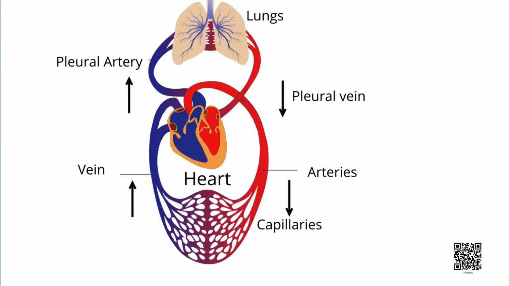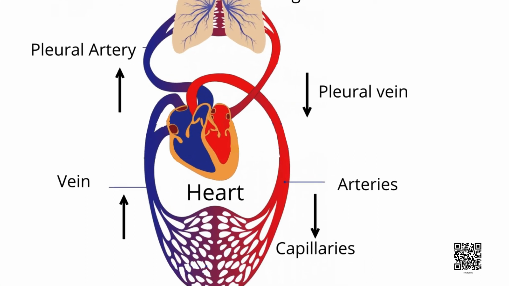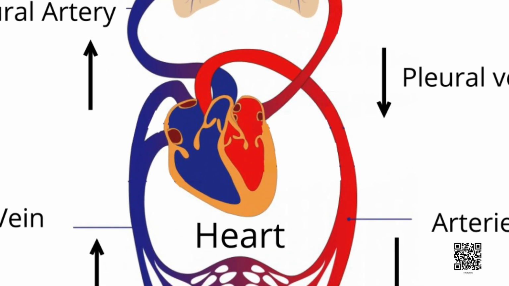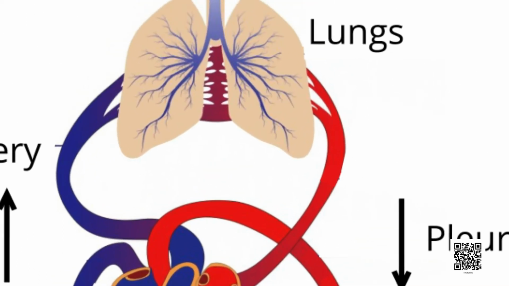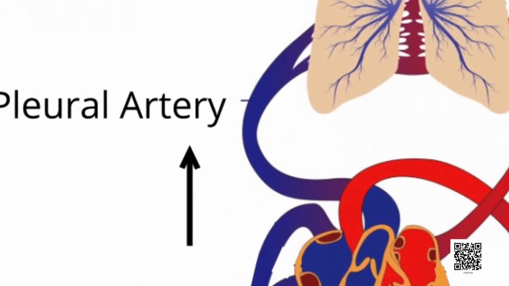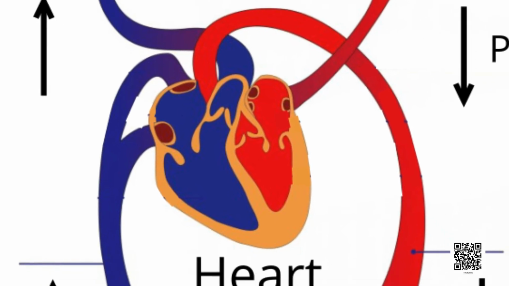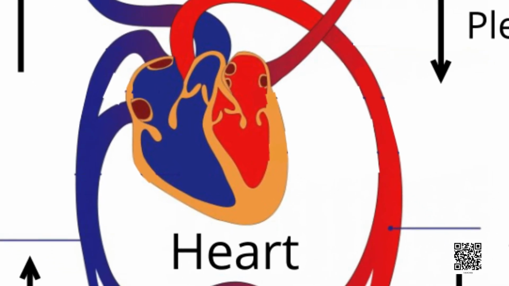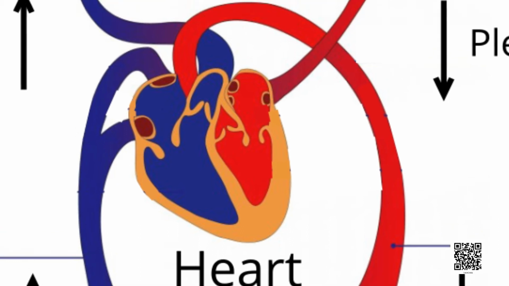Deoxygenated blood from the vena cava is received by the right atrium. This deoxygenated blood then passes to the right ventricle, and from the right ventricle, this blood is pumped to the lungs through the pulmonary arteries. There are valves present between the right atrium and right ventricle which prevent the backflow of blood.